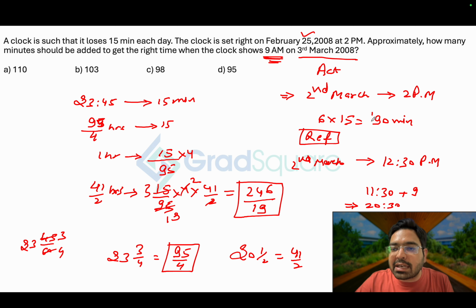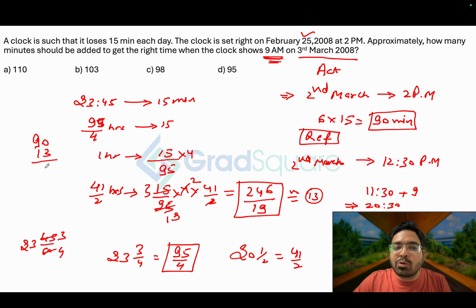It has already lost 90 minutes and it is now losing 246 by 19 minutes. If you watch this very carefully, 247 will go into 19 13 times. 19 into 10 is what? 190 plus another 57 for 3 more times of 19. So that will give you 247, right? So approximately this value will be equal to 13 minutes. So 90 minutes you had lost earlier and you have lost 13 more minutes. So you have lost 103 minutes at the moment. If you add 103 minutes to this particular time, you will get to the correct timing on the day.